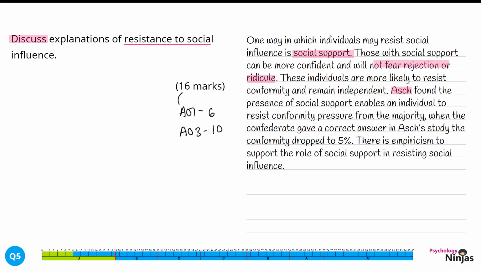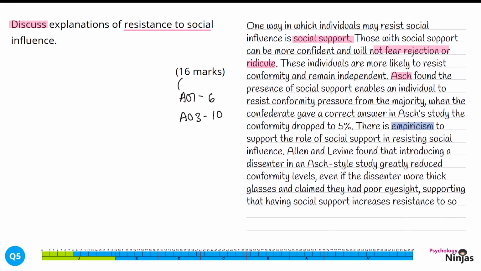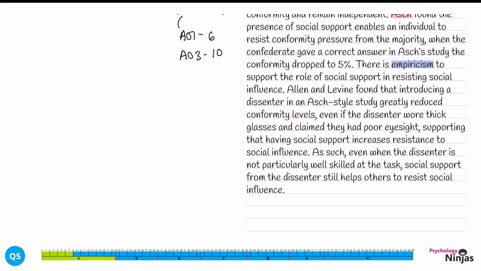There is empiricism to support the role of social support in resisting social influence. We've shown our wider psychological knowledge by talking about empiricism, that we have evidence to support that social support is an explanation of resistance. We're then going to explain specific research evidence. Allen and Levine found that introducing a dissenter in an Asch-style study greatly reduced conformity levels, even if the dissenter wore thick glasses and claimed they had poor eyesight, supporting that having social support increases resistance to social influence.